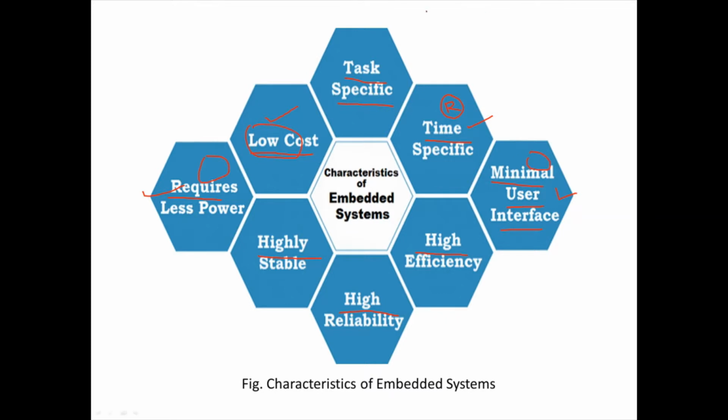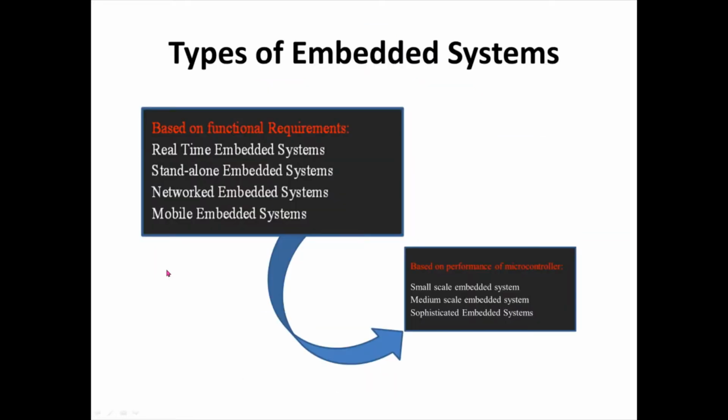So while designing the embedded system, we have to keep track of all these parameters. Only then will we be able to develop a proper and, I can say, commercially viable embedded system, right? So this was the revision of the last lecture. Now let's talk about today's lecture. Today's lecture talks about the types of embedded systems.